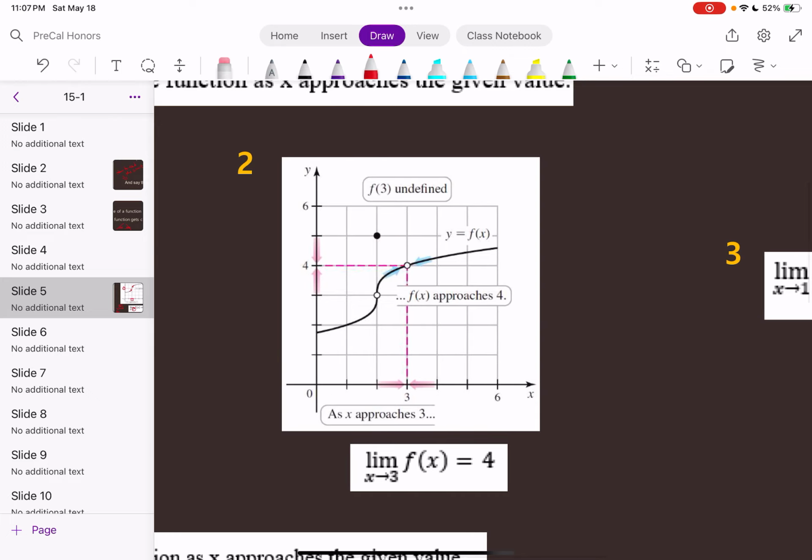In example 2, we would do the exact same thing. Now here we have x approaching 3. As we approach 3 from the left, and as we approach 3 from the right, notice our number gets closer and closer to 4. This is the reason, once again, why the limit is equal to 4.